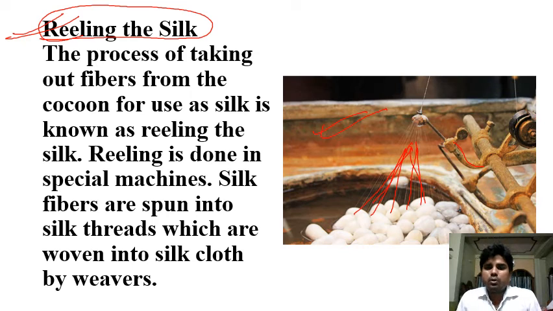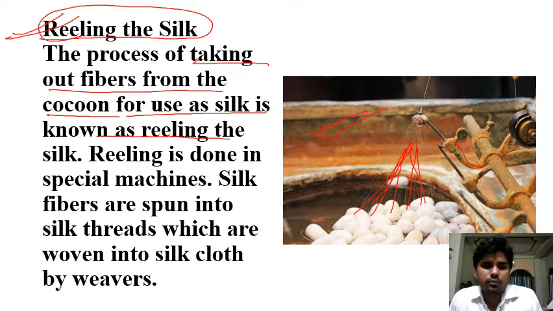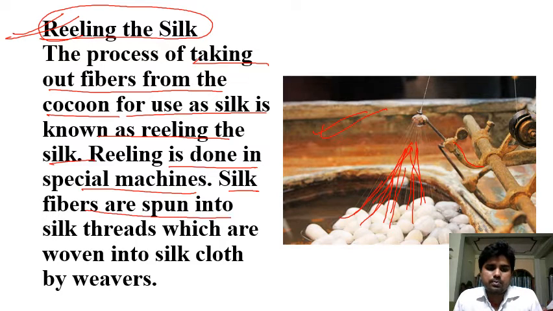Yes student, so the process of taking out fibers from the cocoon for use as silk is known as reeling of silk. So the fibers are taken out from the cocoon and this process is known as reeling of silk. Reeling is done in a special machine. The silk fibers are spun into silk thread, which is woven into silk cloth by the weavers.